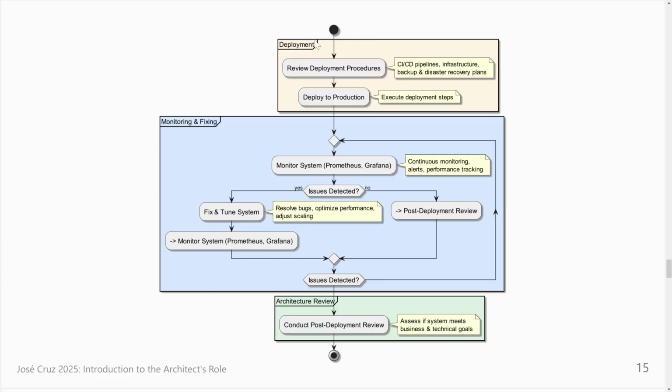Again, from the deployment point of view, you review the deployment procedures and deploy to production. Then you have this big blue area, which is what happens when the system is running. So you monitor the system. Again, this is just an example, Prometheus and Grafana. There are other systems that you have to include.